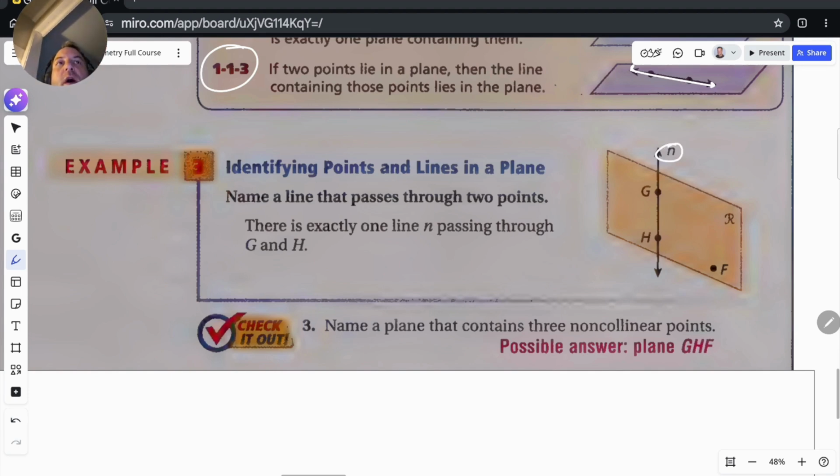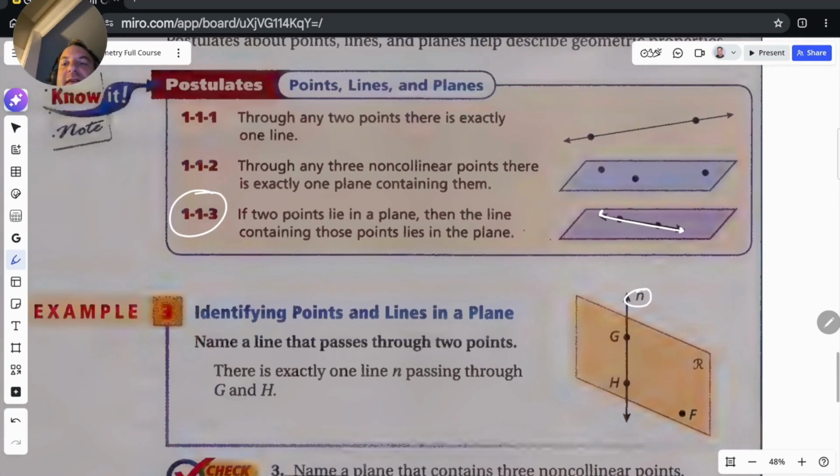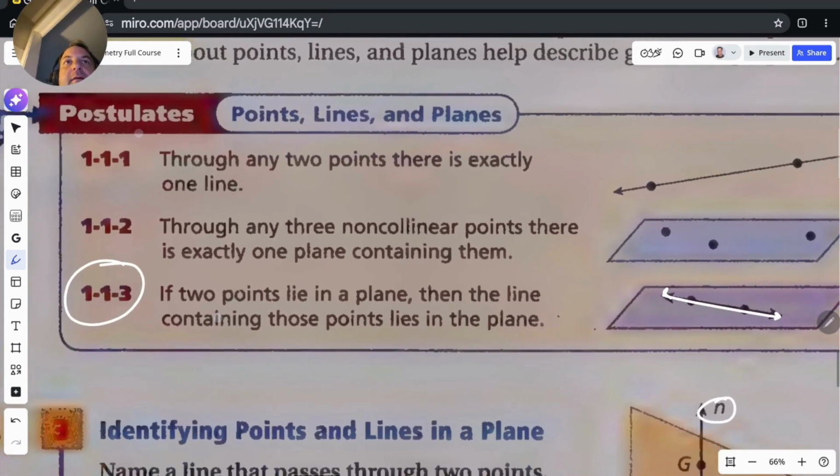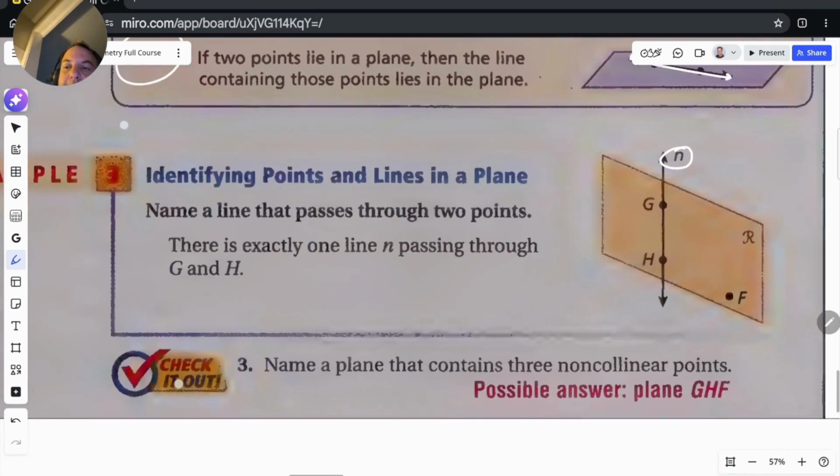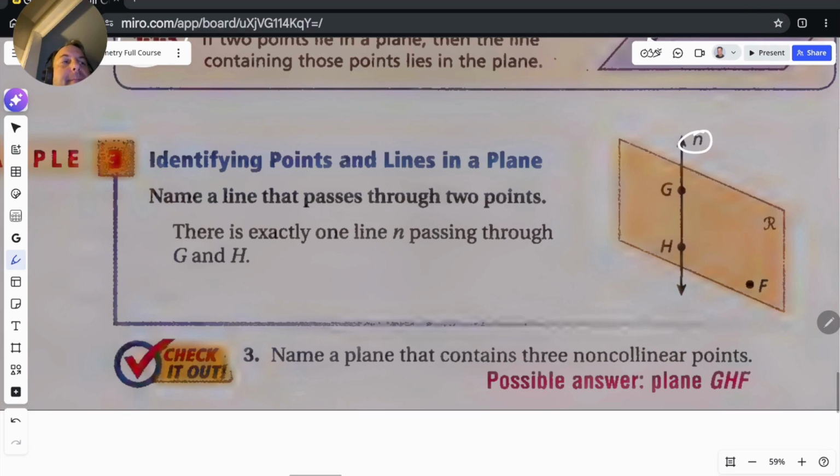By postulate 1.1.1, which we just took a look at, we know there is exactly one line that goes through any 2 points, and that one line is line n here in example 3. All right, so again, there is exactly one line, line n, that passes through G and H, the points here in our parallelogram.